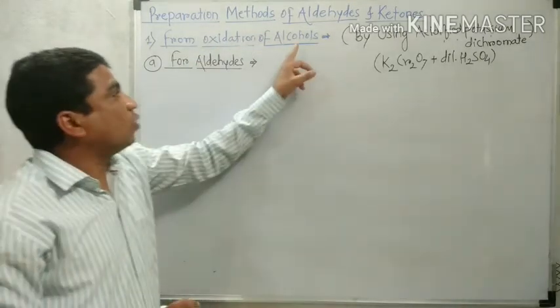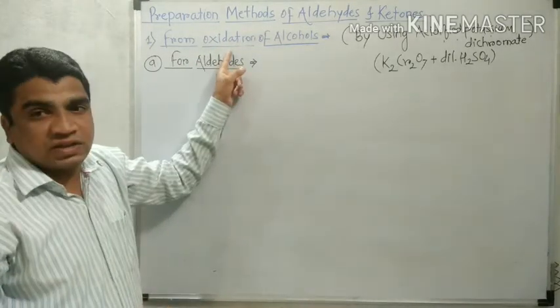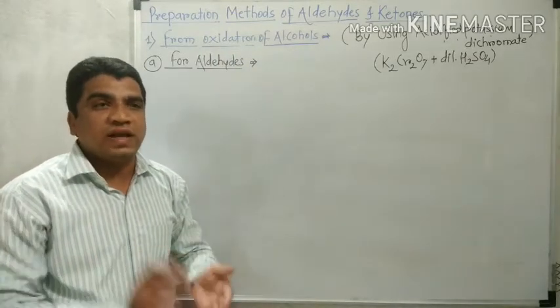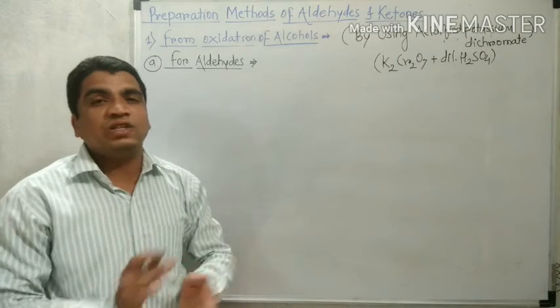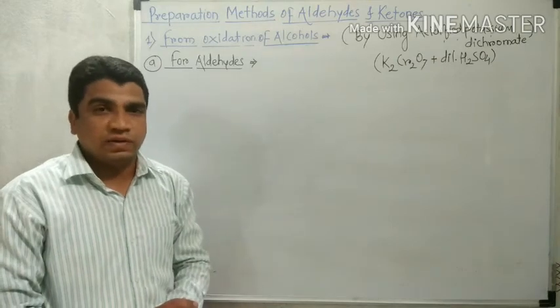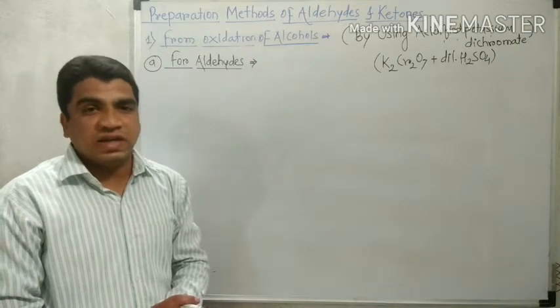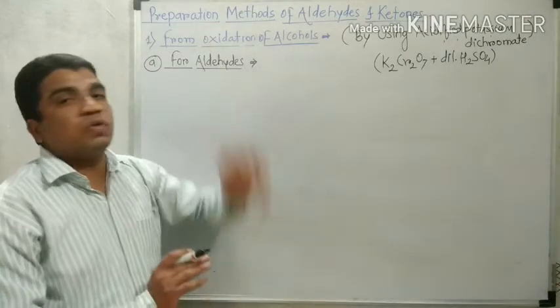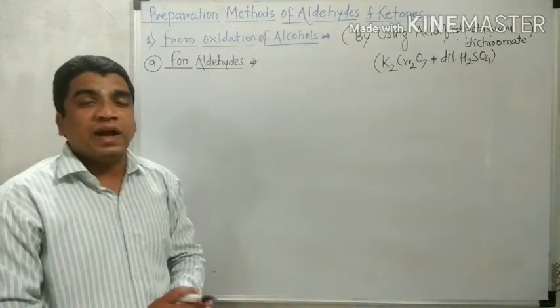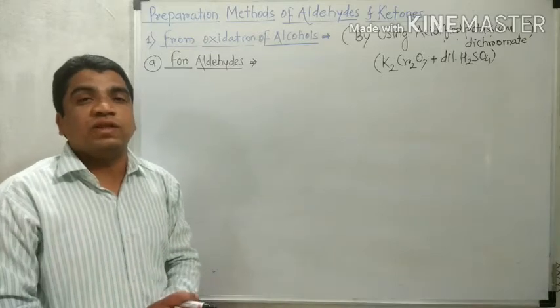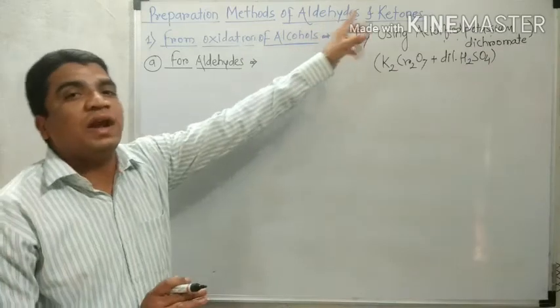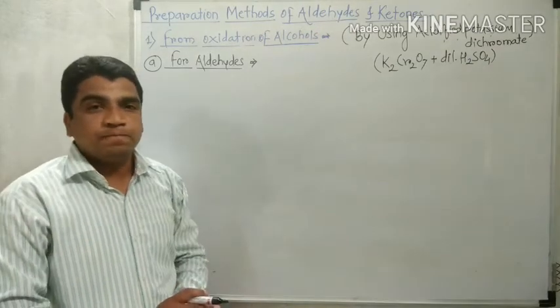Here the alcohol undergoes an oxidation reaction. We know what oxidation is: the reaction in which addition of oxygen takes place from the oxidizing agent is called oxidation. Here alcohol undergoes oxidation. It means the addition of an oxygen atom takes place in the structure of alcohol, and alcohol is converted to aldehyde and ketone respectively.